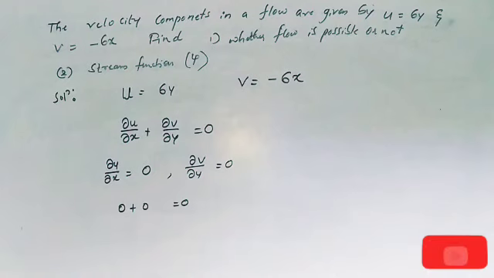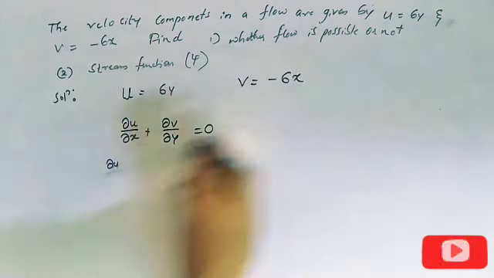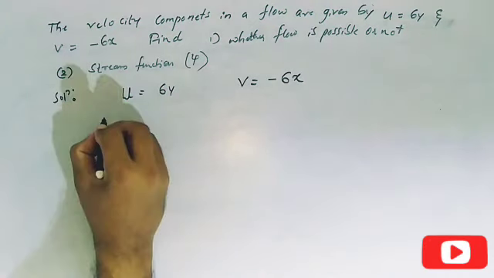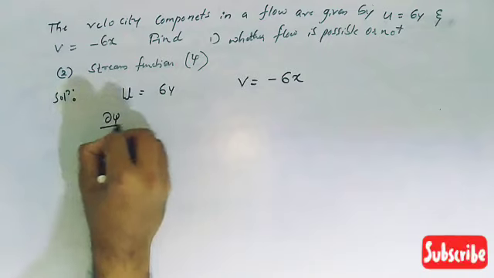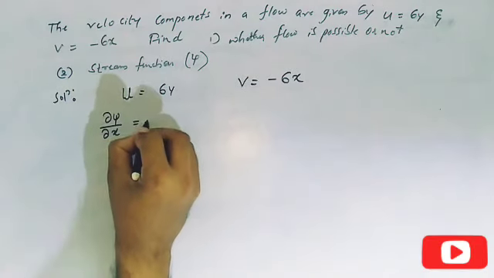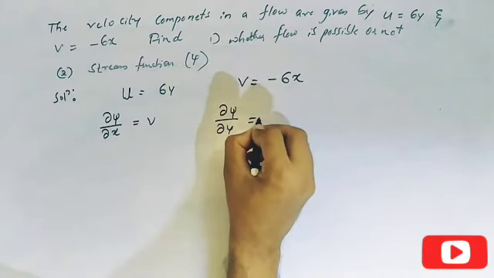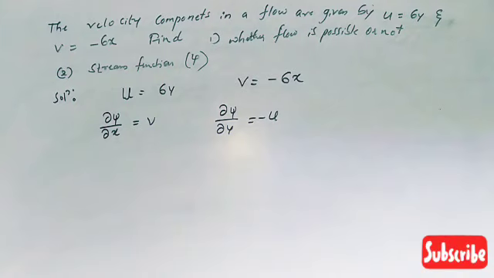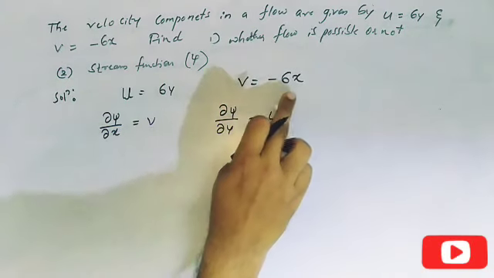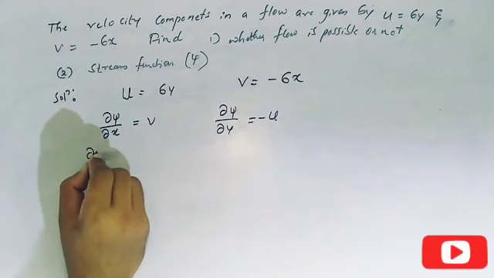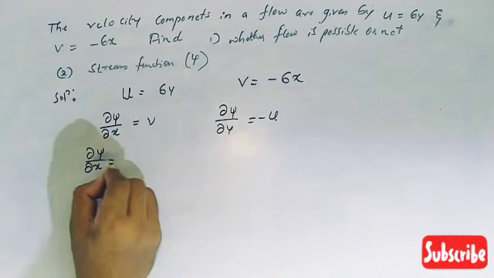Okay, next I need to identify the stream function. As per the definition of stream function, we know that dou psi by dou x is v and dou psi by dou y is minus u. So I will write it: dou psi by dou x equals v.